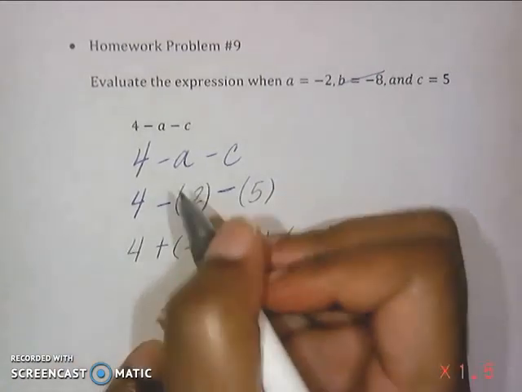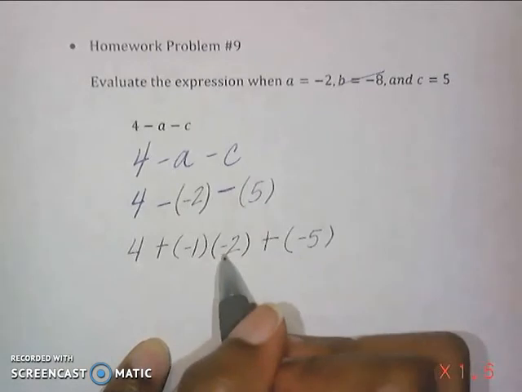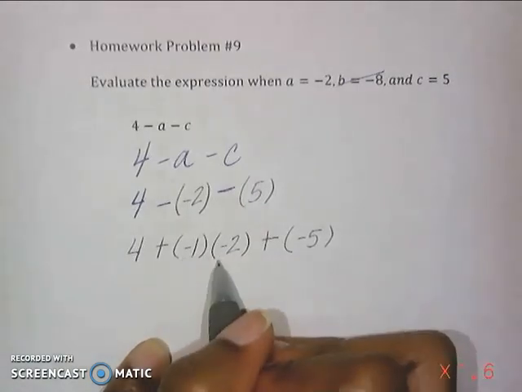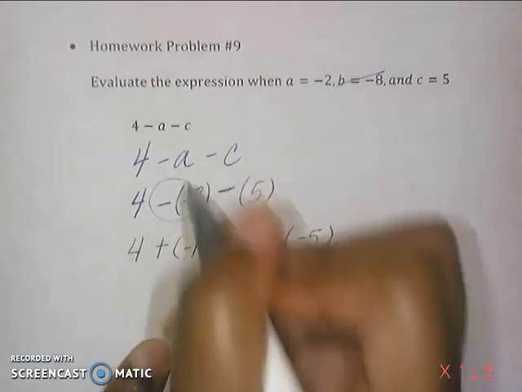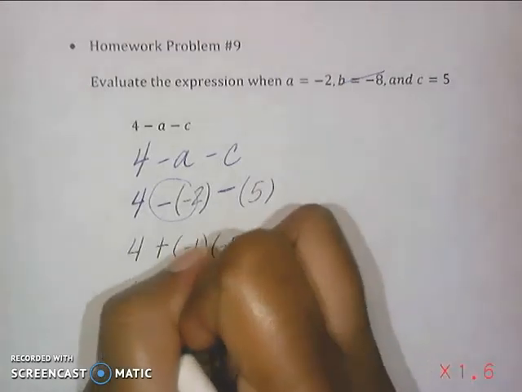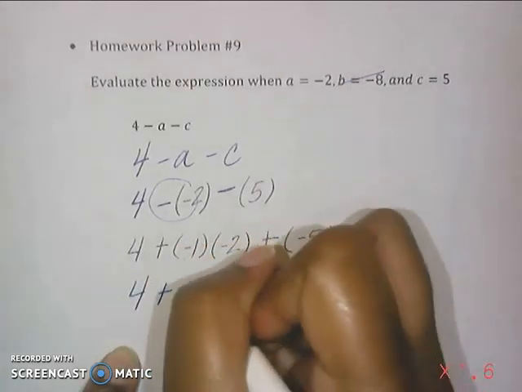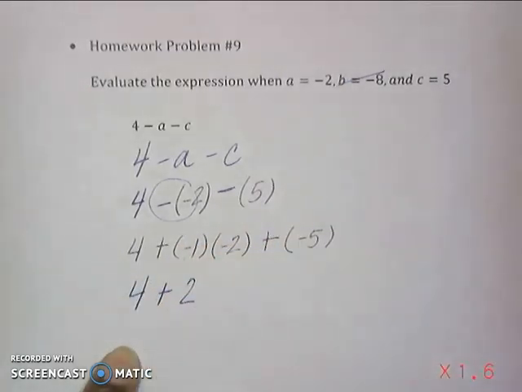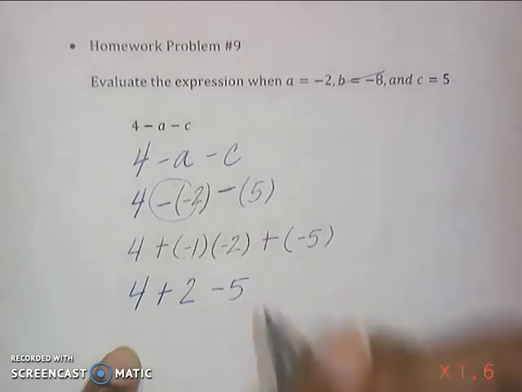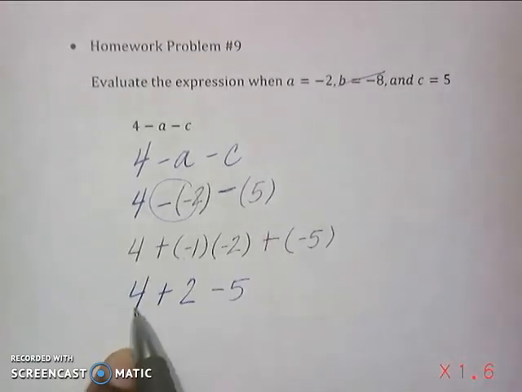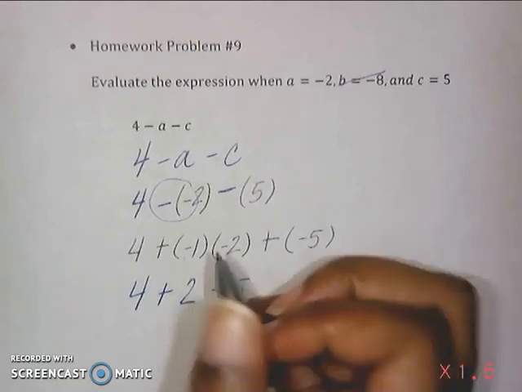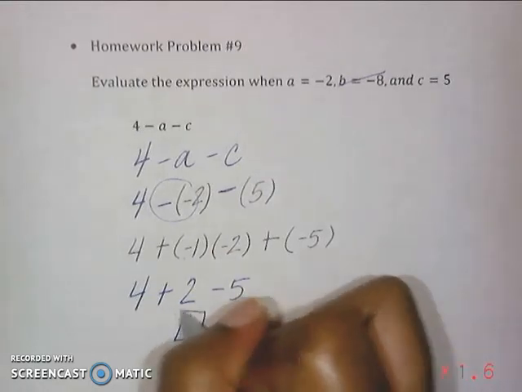What's going to happen here? You have your negative 1 times a negative 2. Once again, a sleeping guy. So that's going to become a positive 2, minus 5. Okay? 4 plus 2 is 6, minus 5. Your final answer is 1.